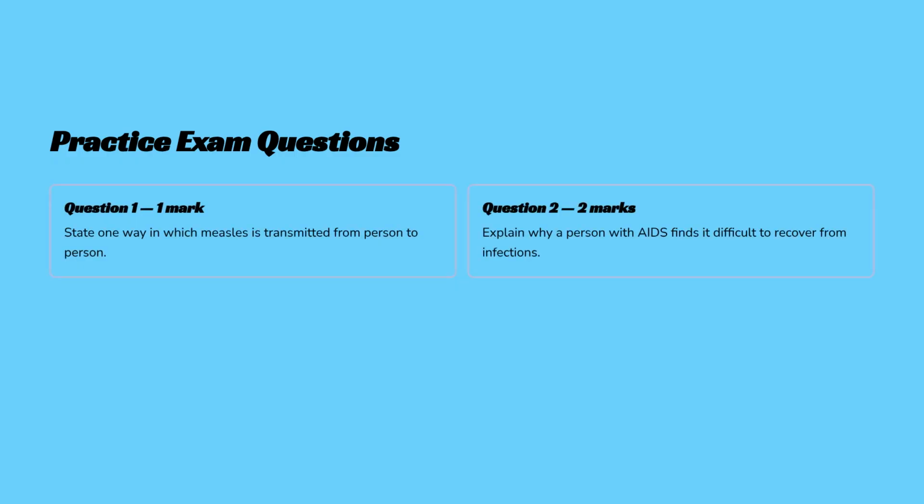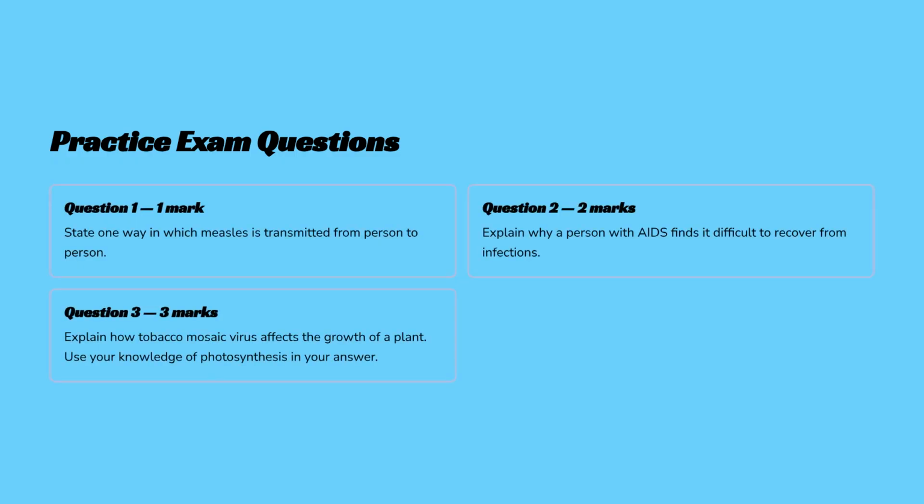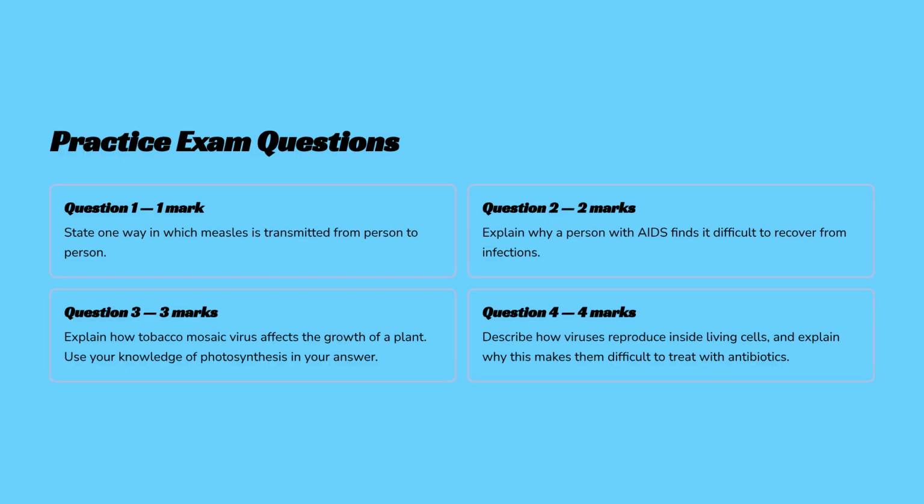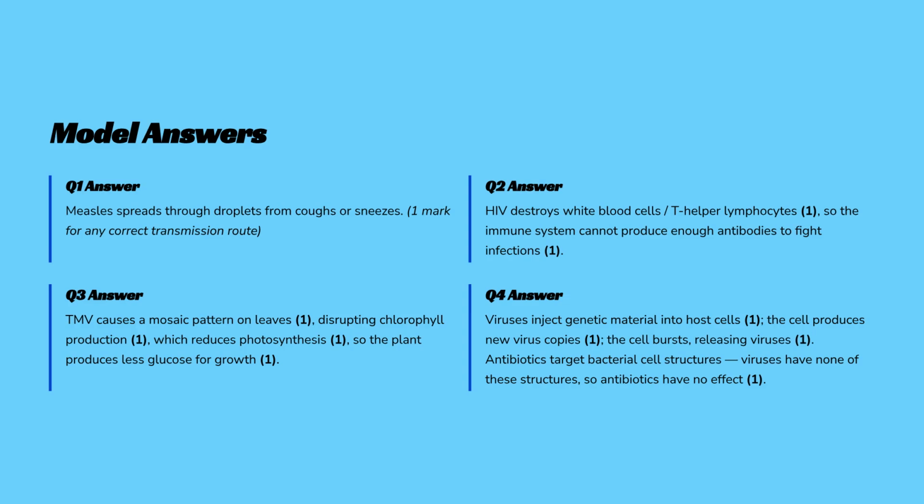Here are some practice questions covering transmission, the impact of HIV, how TMV affects photosynthesis, and the viral reproductive cycle. These represent the types of questions you should be prepared to answer. These model answers show the specific points examiners look for. For example, when answering about TMV, emphasize how reduced chlorophyll leads to less photosynthesis, which directly impacts the plant's growth.